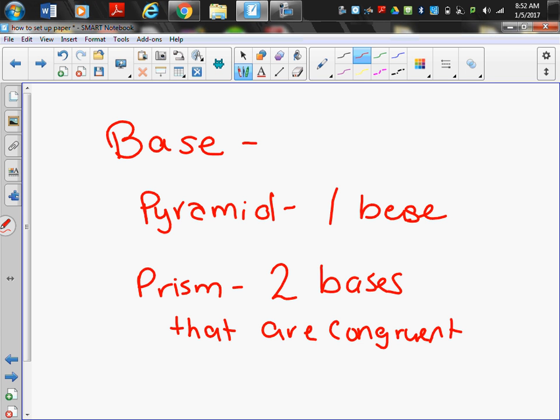So then we went on and we talked about faces. Edges are the same as a line segment. Vertex were called a point. And then we talked about Euler, and his theorem that says faces plus vertex minus 2 will give you the number of edges. Alright.